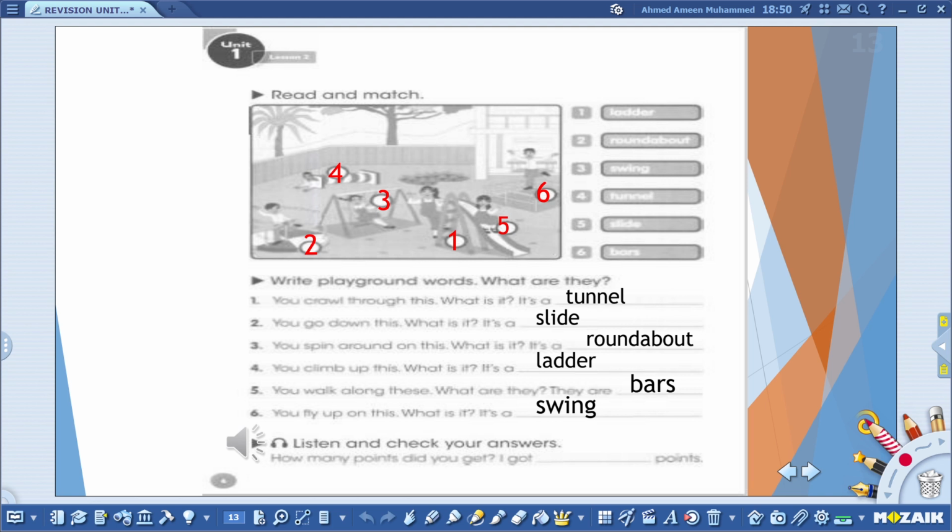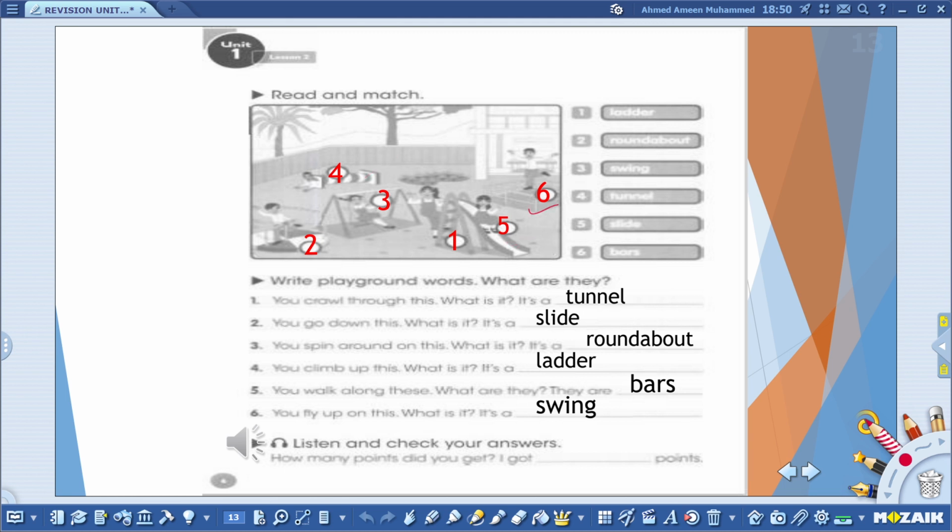الactivity book اللي عندي هنا: ladder، سلم؛ roundabout، قرص الدوران؛ swing، أرجوحة؛ tunnel، عندي نفق؛ slide، لوحة تزحلق؛ bars، اللي هو قضبان التوازن. أنطي ladder. So this is the ladder. Ladder, yes. Two: roundabout. Three: swing. This is the swing. Four: tunnel. Five: slide. This is the slide. And the bars, number six.